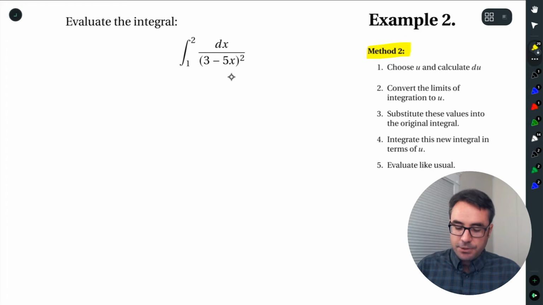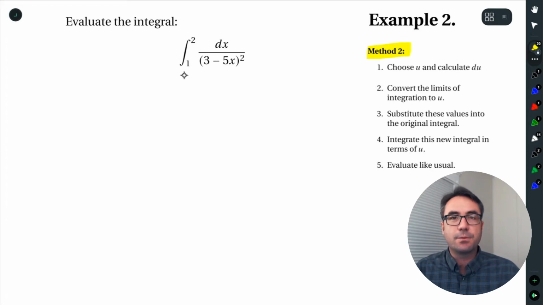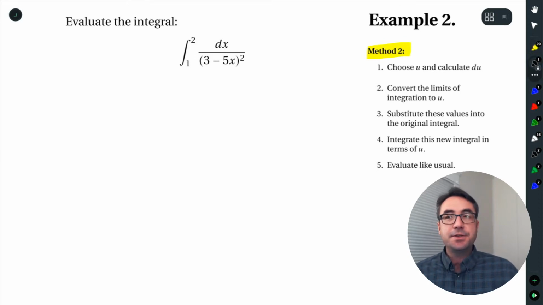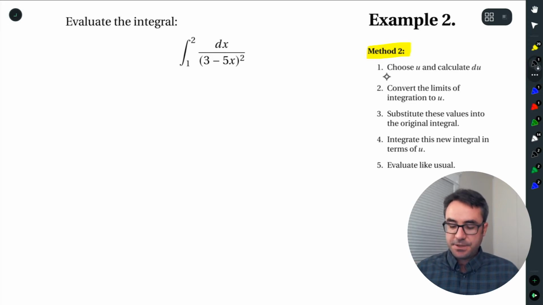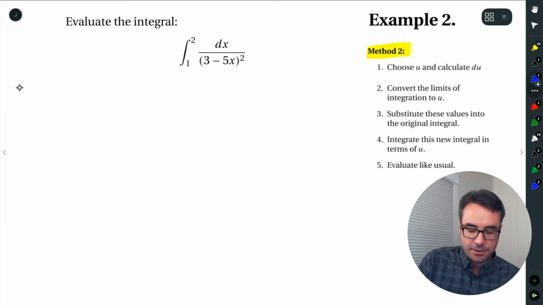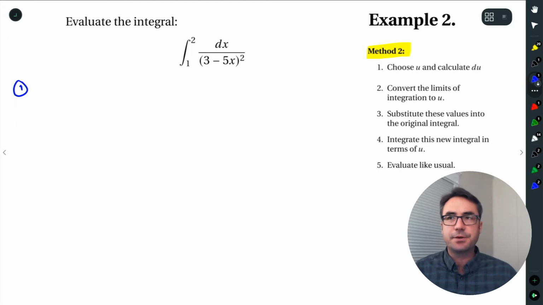So right now we're going to do this definite integral. It's the integral from 1 to 2 of the function 1 over (3 minus 5x) squared, and we're integrating with respect to x. All right, so first thing is we're going to go through our substitution rule and the same first step. Choose u, calculate du. All right, so let's see how this is going to look.